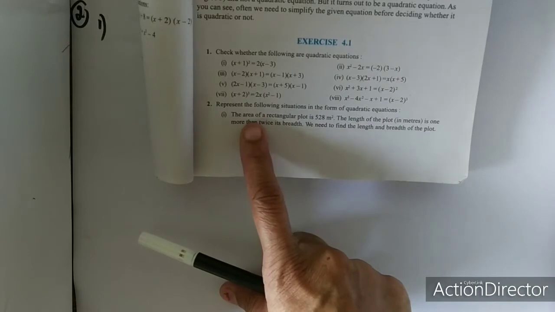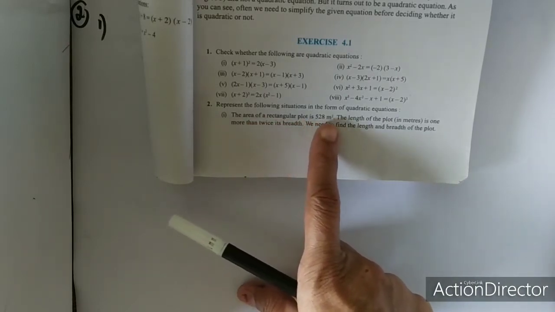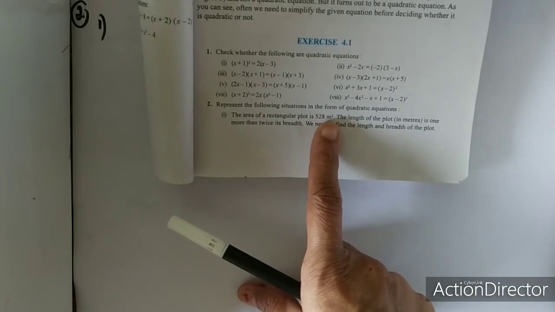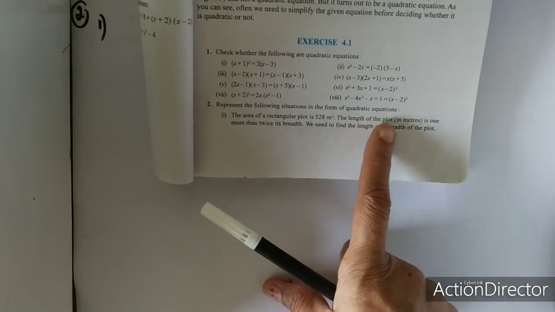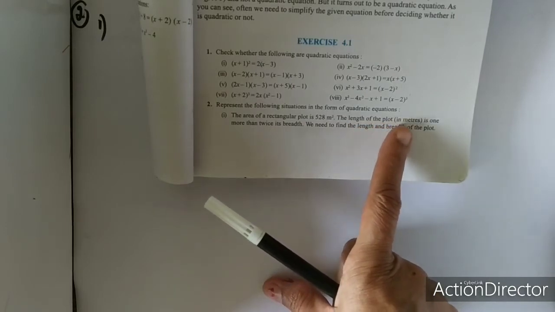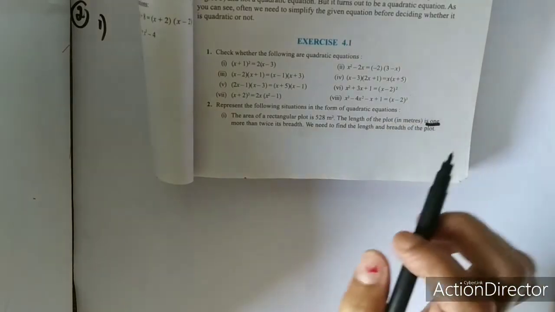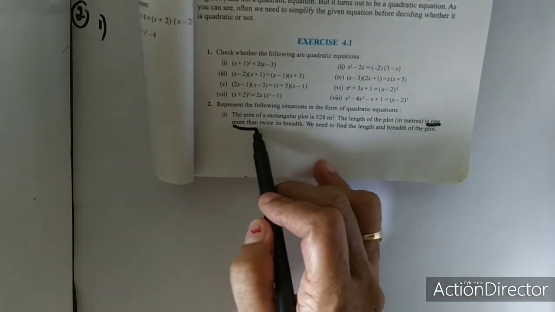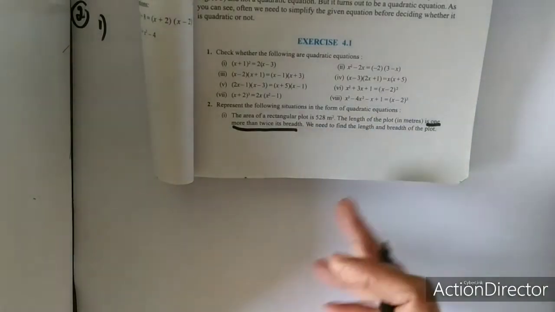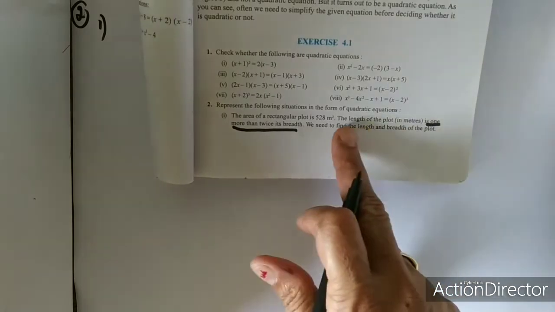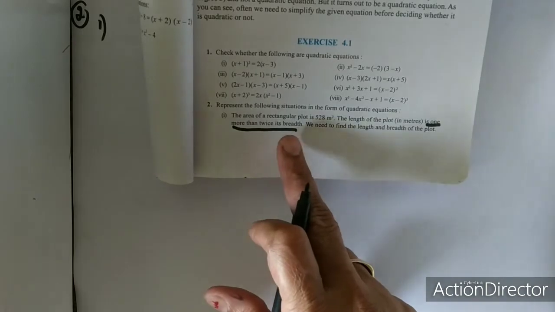So first you have to read the sum. The area of a rectangular plot is 528 meters square. That is, the area is given as 528 and you should read the condition. The length of the plot in meters is 1 more than, so you have to underline this. What is length given? First underline it. 1 more than twice the breadth. That is, the length is dependent on breadth. So you have to underline the condition over here. The length of the plot is 1 more than twice its breadth.